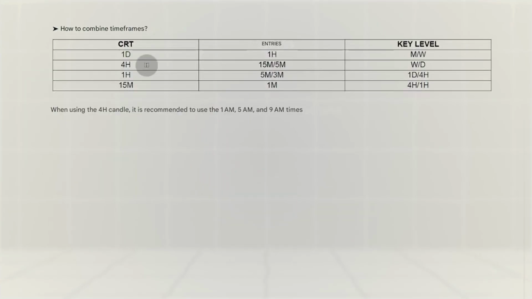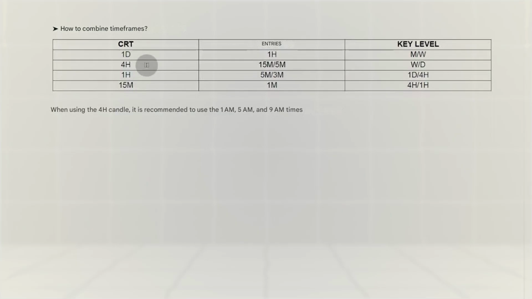Before finishing, friends, I want to share with you the time frames that you are going to use. For the daily time frame, our CRT, the high and the low, or the top and the bottom as I mentioned, will be applied to the daily, 4-hour, 1-hour, and 15-minute charts. Entries for the daily setup will be taken on the 1-hour time frame. The key levels will be on the monthly and weekly time frames, meaning the monthly and weekly charts.